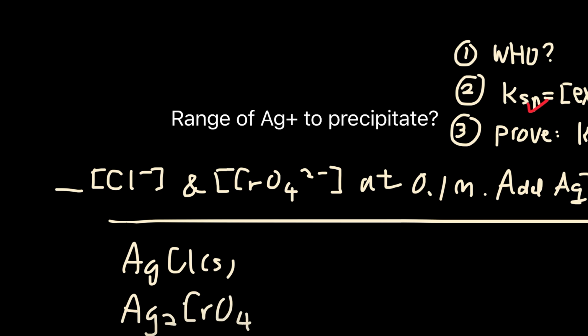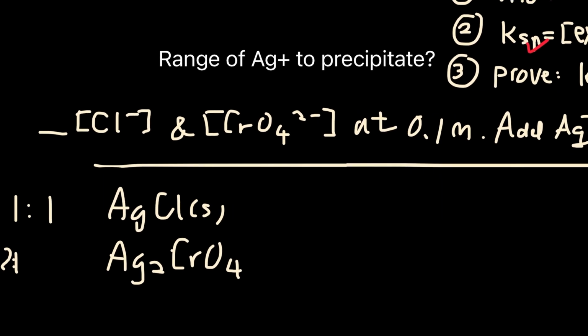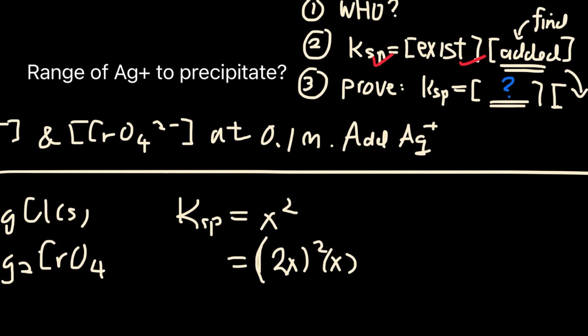Now we would compare who is more soluble and less soluble. That usually depends on K, and the smaller the K, the less soluble it is. But because this is a 1-to-1 ratio and this is a 2-to-1 ratio, we cannot just compare the KSPs, because their KSP is dependent on x squared for the first one, while the second one is dependent on 2x squared times x. I made another video on this section, but for the sake of being condensed here.